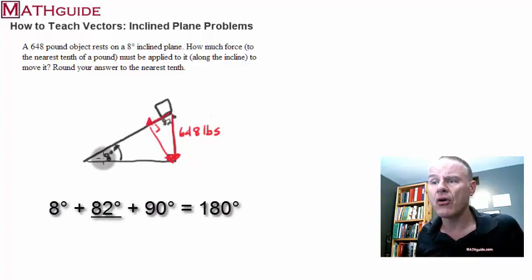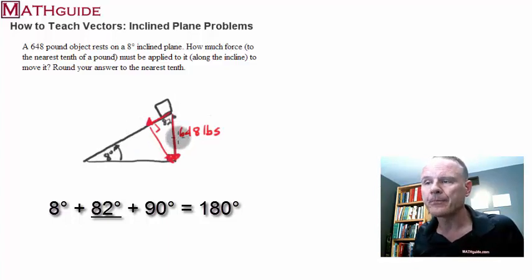Why? Because all three angles have to add up to 180. So if I've got 82 plus 8, that turns out to be 90. Plus this 90-degree angle is going to make 180. So I know that the top angle has to be 82.